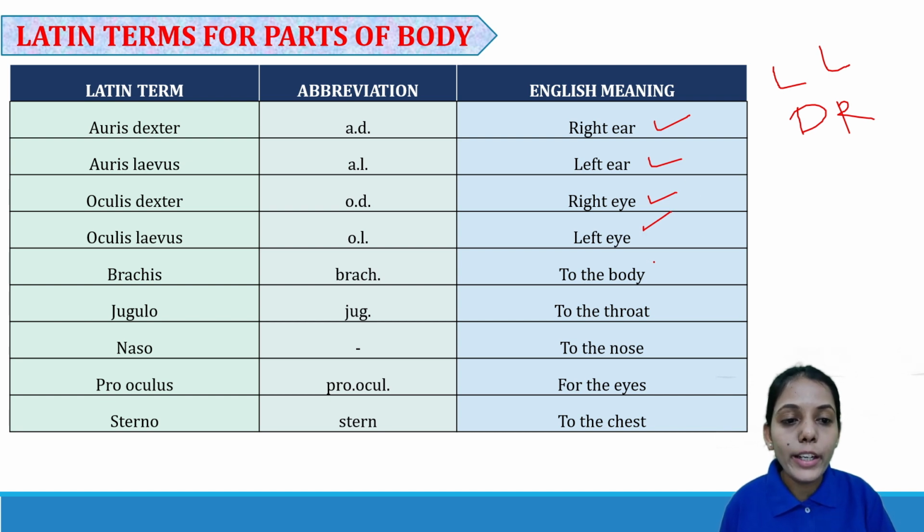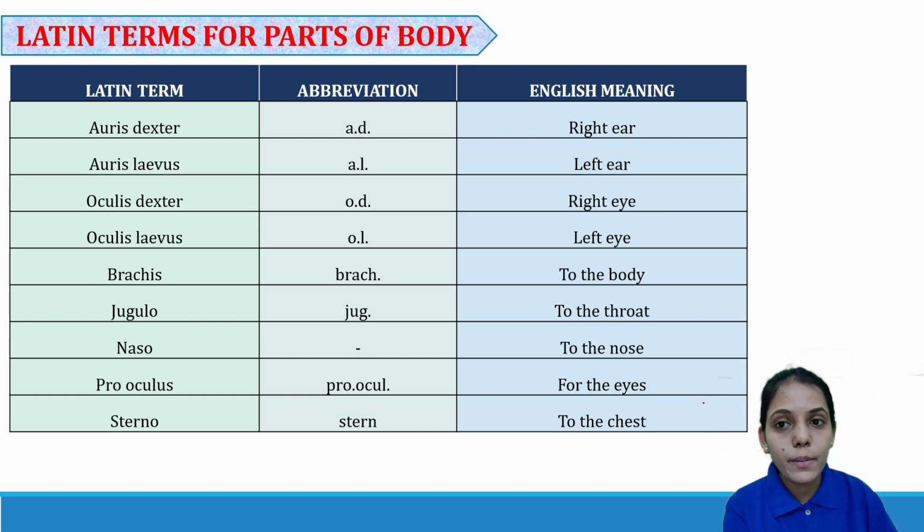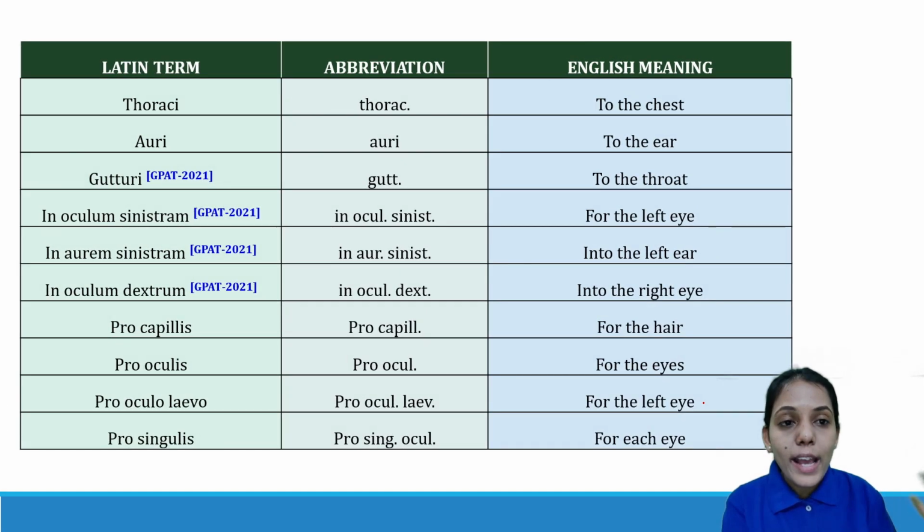Brachio, that is to the arm. Jugulo, that is related to the throat. Naso, easy, to the nose. Pro means for. Oculus means eye, so for the eyes. Sterno, chest, sternum is present, right? So that is related to chest. Thoracic or thorac is also chest only.